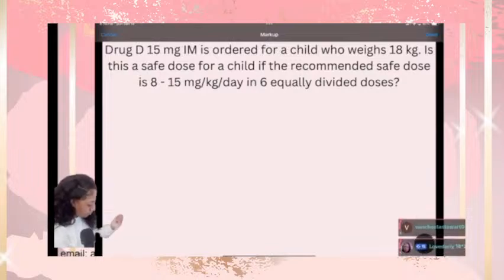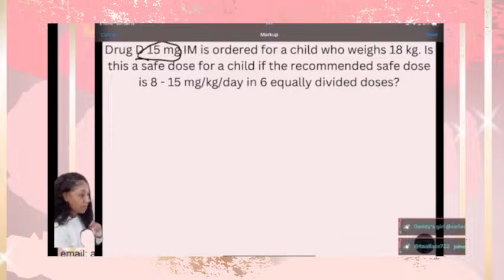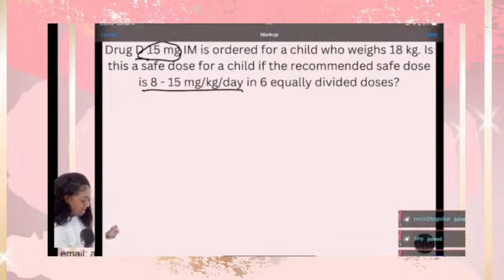Sure did. All right. So what we have here is a safe dose question. We are trying to figure out if this dose right here is safe. That's one dose. If it's not indicated anywhere else and it doesn't say anything, that's one dose. If it doesn't say per day or every 6 hours or whatever, that's one dose. Is this a safe dose for a child if the recommended safe dose range, so your upper limit and your lower limit, which will be determined by this here, is 8 to 15 milligrams per kilogram?